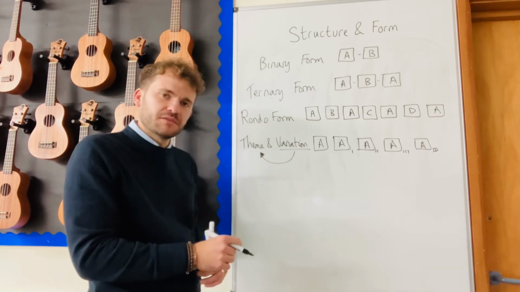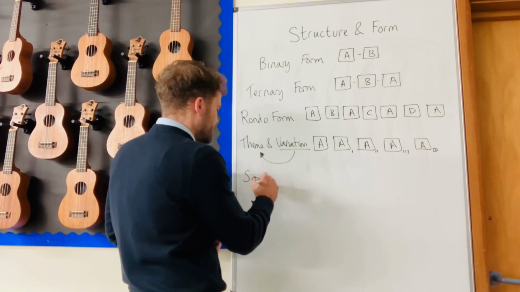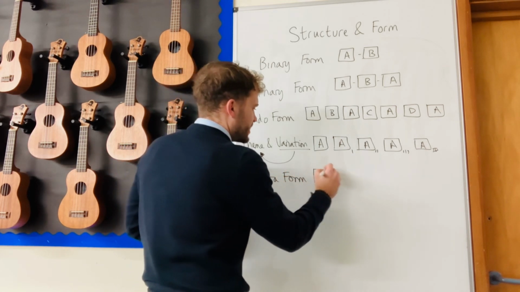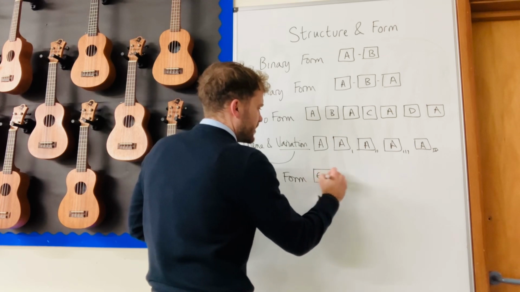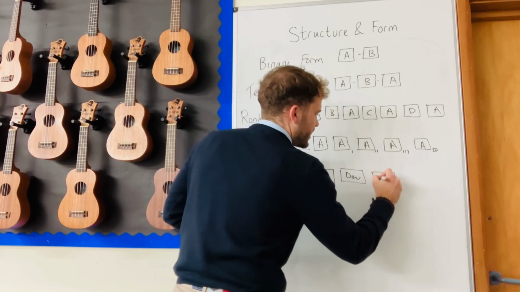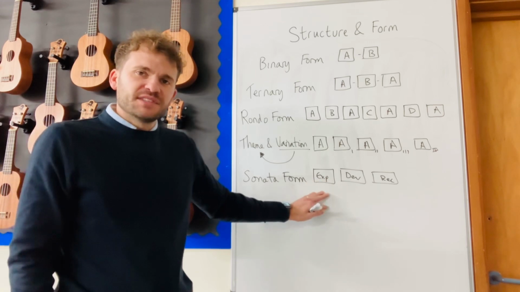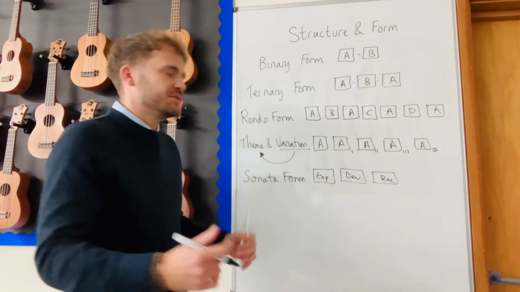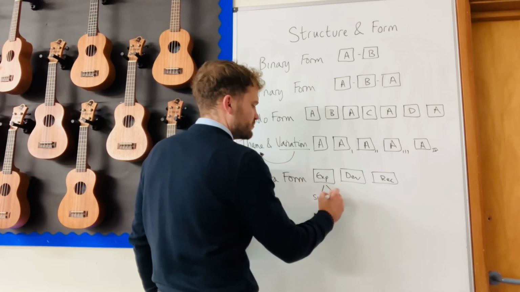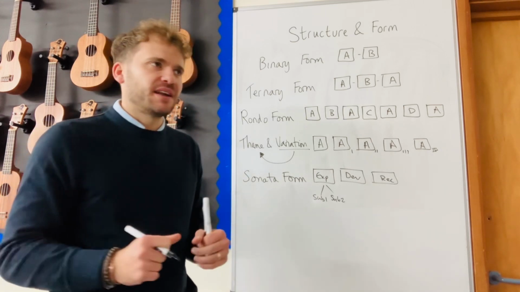Another really important one, which we could talk about for hours, there's a whole book on it actually, is sonata form. We've got 3 main ideas. The first section is the exposition, where we expose the main subjects. So we normally have subject 1, subject 2. The exposition, exposing that main idea.